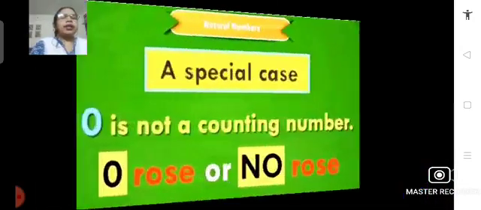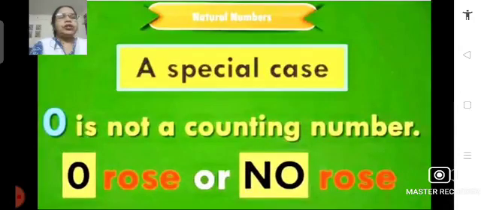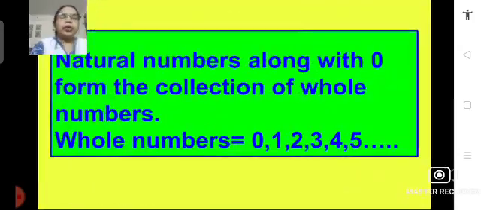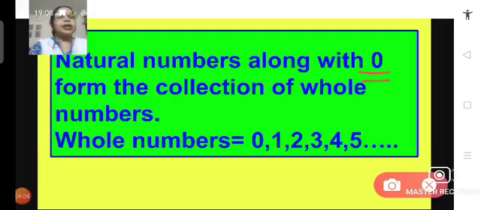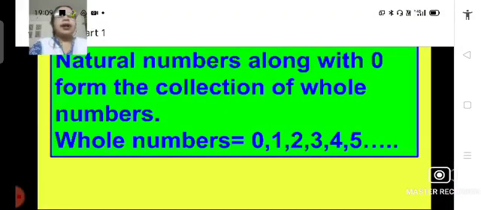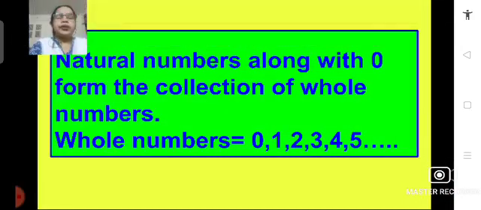Now, it is very important that we have 0 also in our number system. So we have a new system of numbers, that is whole numbers. What are whole numbers? The natural numbers along with 0 form the collection of whole numbers. That means whole numbers are 0, 1, 2, 3, 4, 5 and so on. Whole numbers start from 0. So whole numbers are natural numbers along with 0.